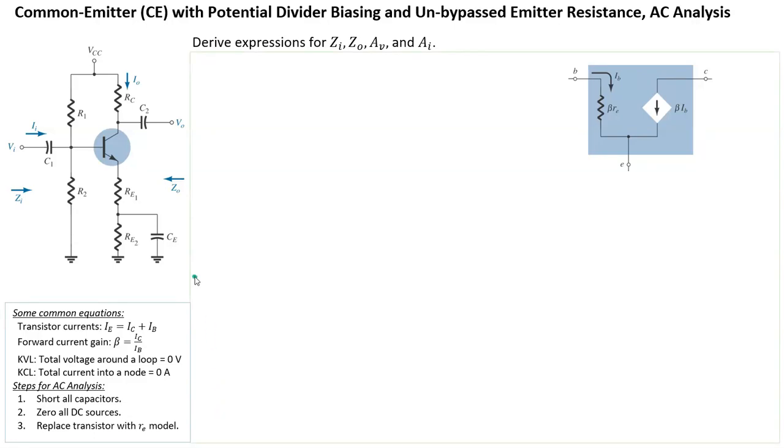Hi, we're going to analyze this common emitter amplifier that has a potential divider biasing via R1 and R2, and an emitter resistor via RE1 and RE2. Because of the capacitor CE, RE2 is going to be bypassed, but RE1 will not be. So we're going to derive an expression for the input impedance Zi, output impedance Zo, the voltage gain AV, and the current gain AI.